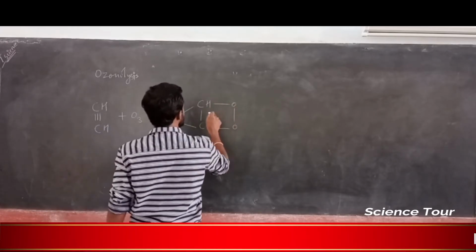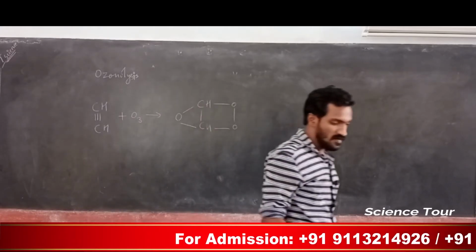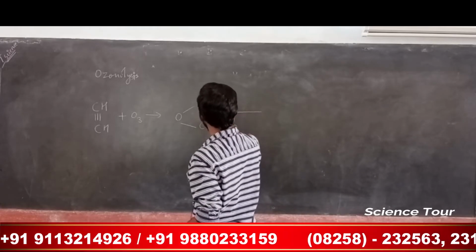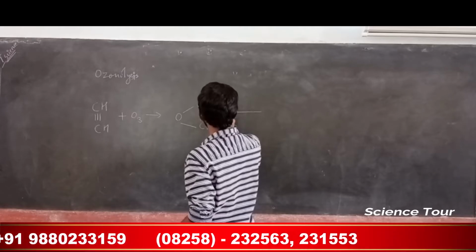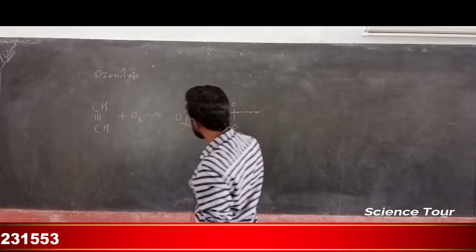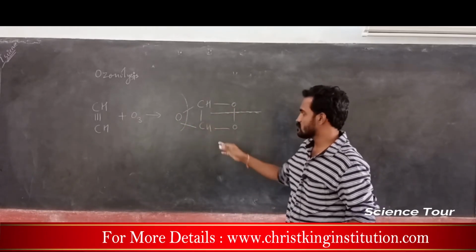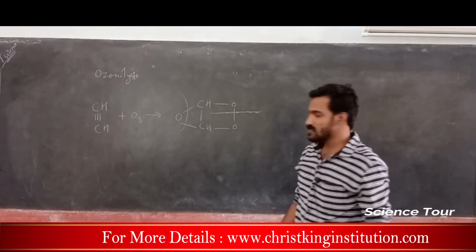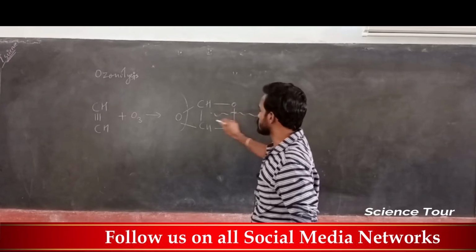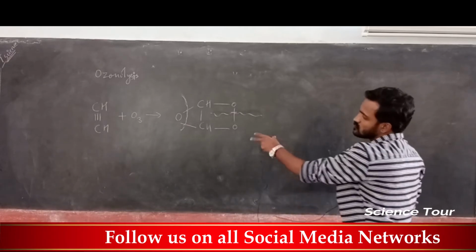Ozonoid, how does it look actually? Here this bond breaks like this, and here this will break like this. Understood? Here this part will break and it gives CHO like that. Bond breaks here and bond breaks here. Okay, my dear students, this is actually the ozonoid compound.